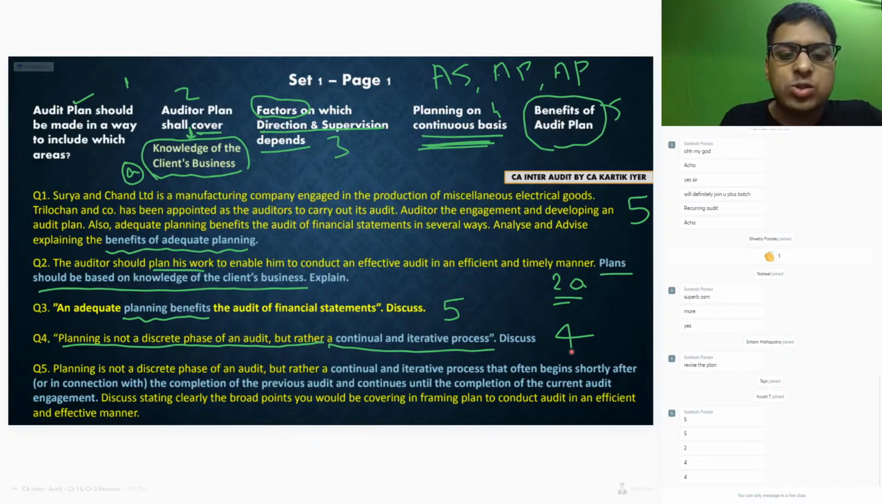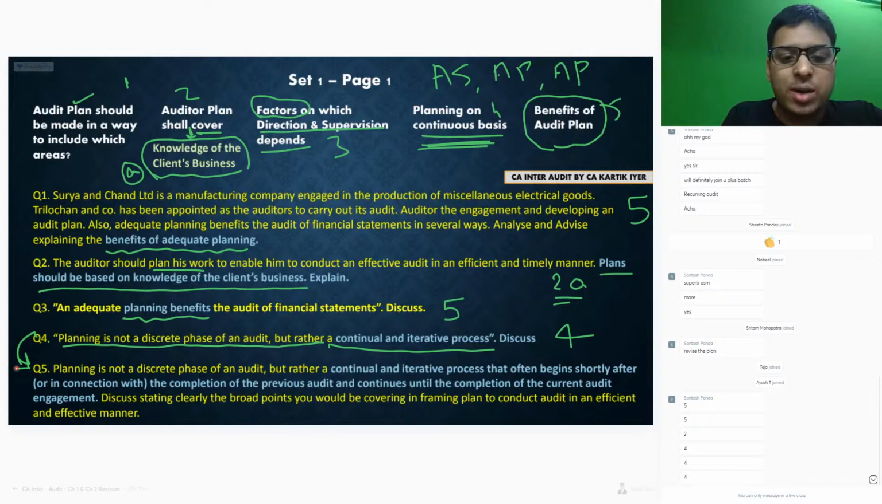Look at the last question also. See, this question is just extended and they have made one more question out of it. Question number 4 is just extended. Planning is not a discrete phase of an audit, but rather a continual and iterative process. And all these things, again, they have given the same thing. And then they have asked you the answer. Again, the answer will be answer number 4. Fantastic. Very, very simple. Very, very manageable.